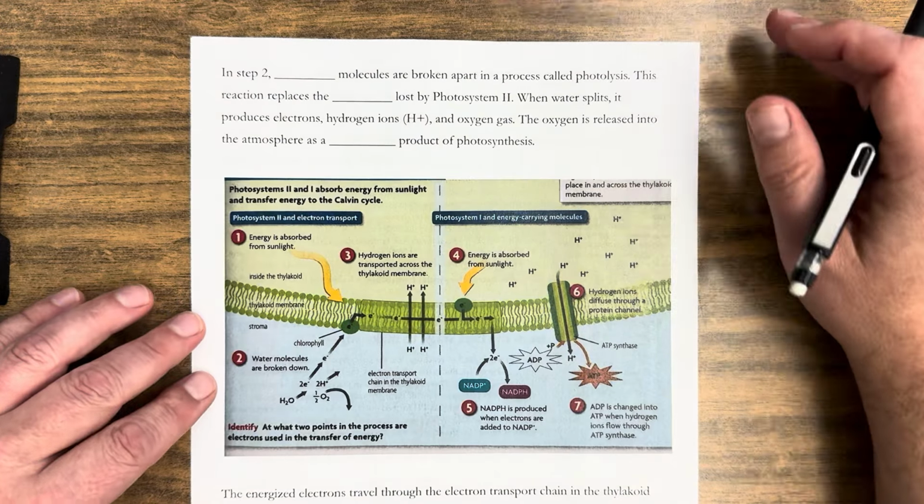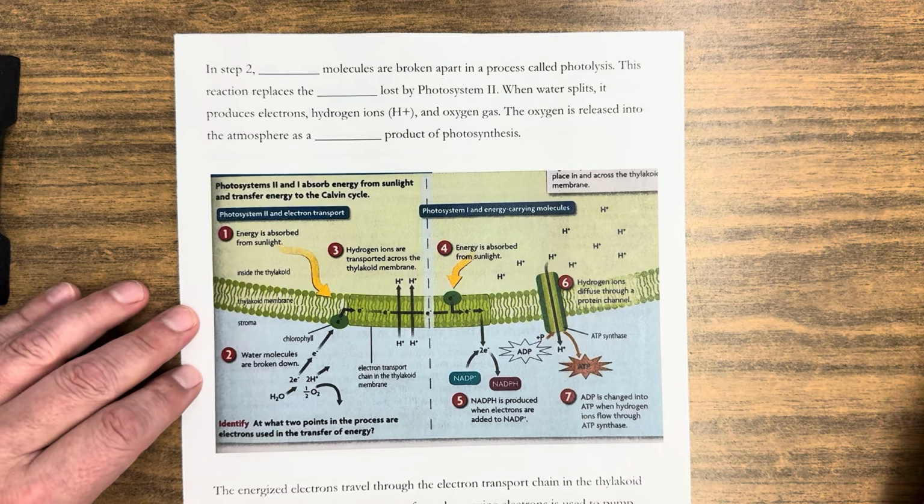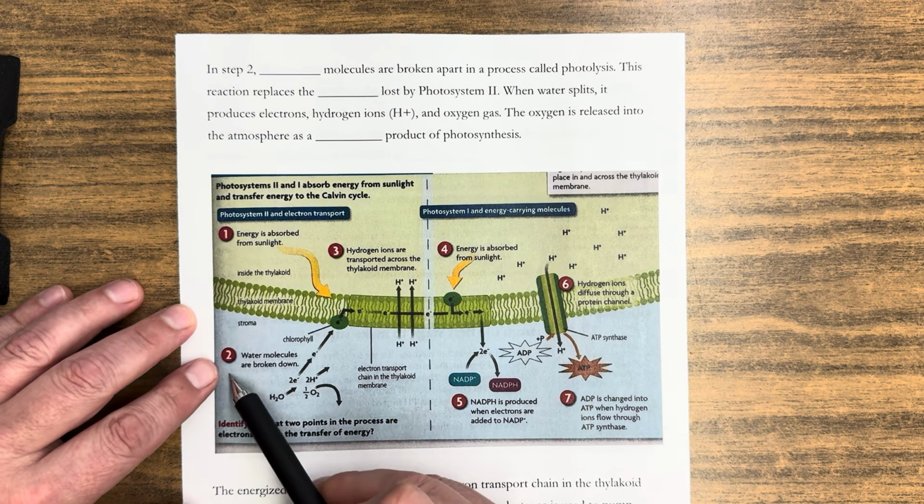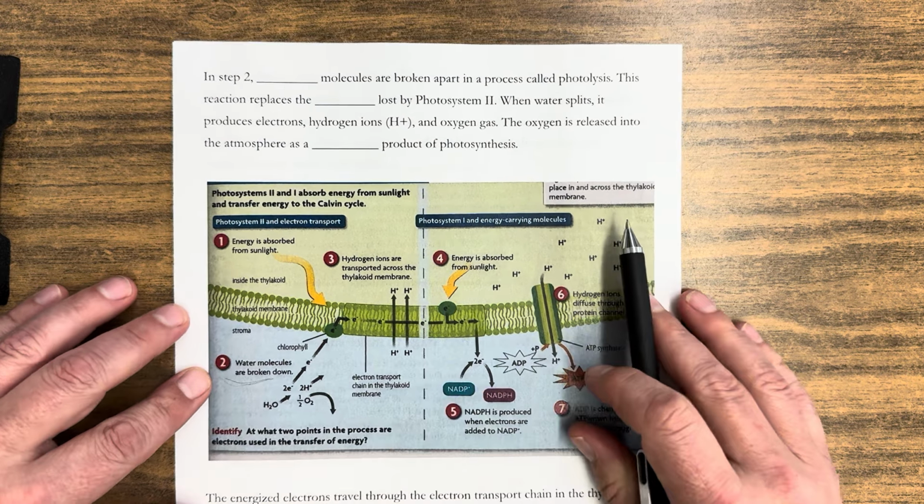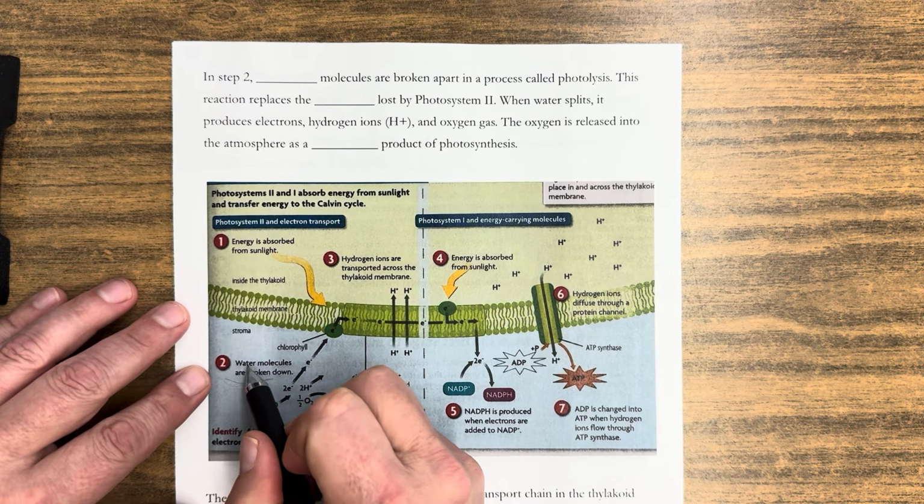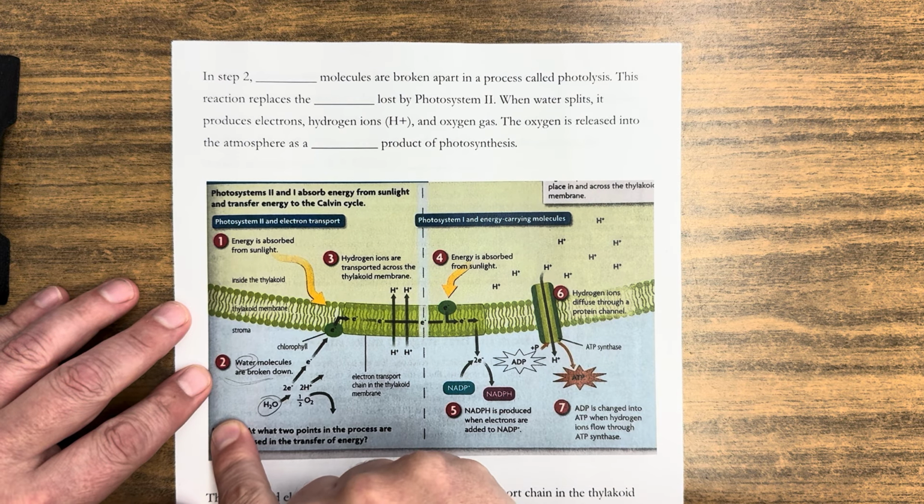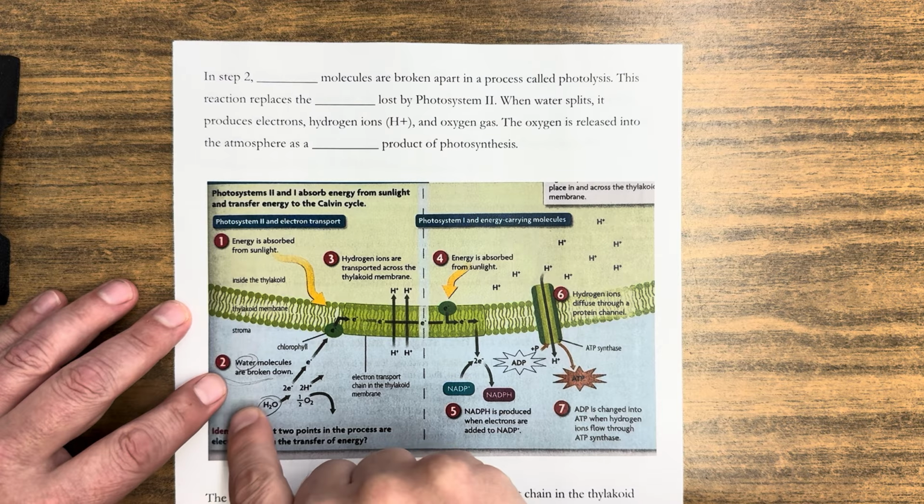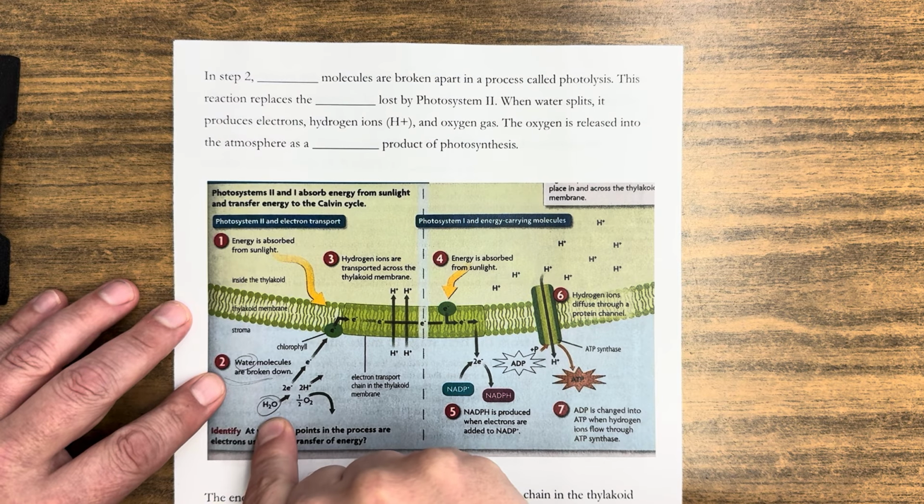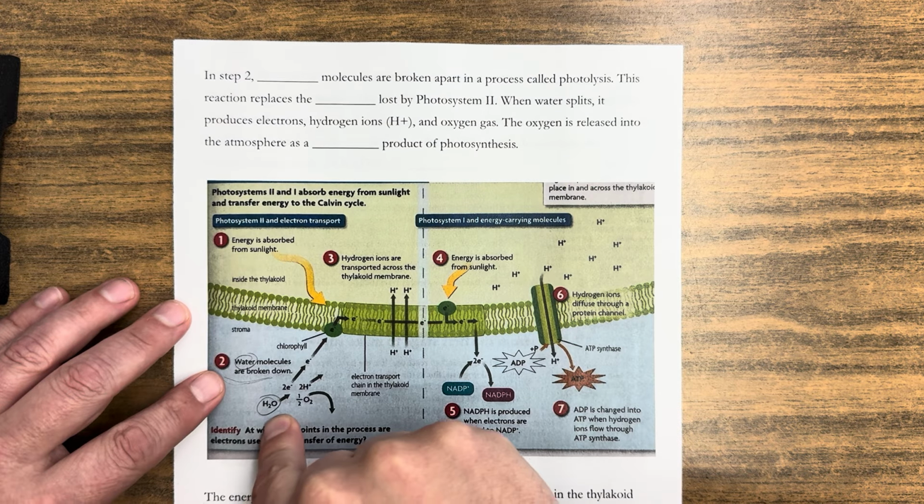Got a bigger picture of that same diagram here. And we see step two down here. And in step two, you'll notice we're talking about water molecules. This is why plants are going to need water, one of the reasons why they're going to need water. And that water they're going to get from the roots, not from the leaves. It's going to be pulled up from the roots.